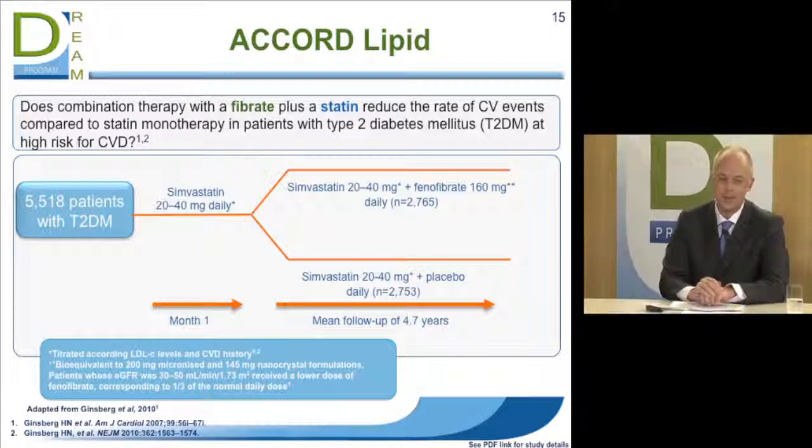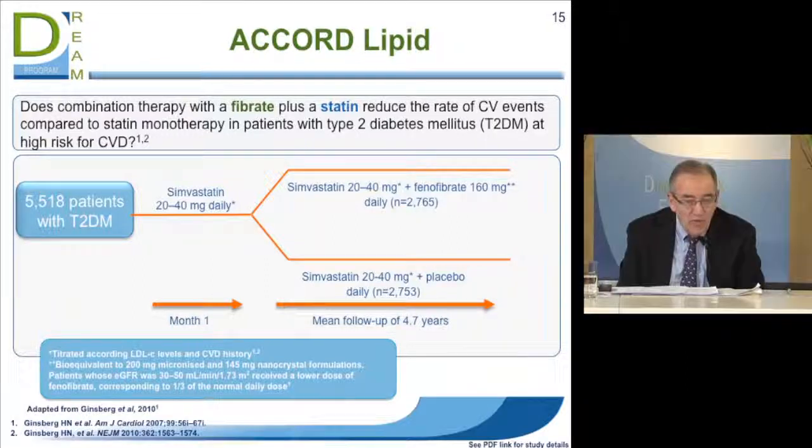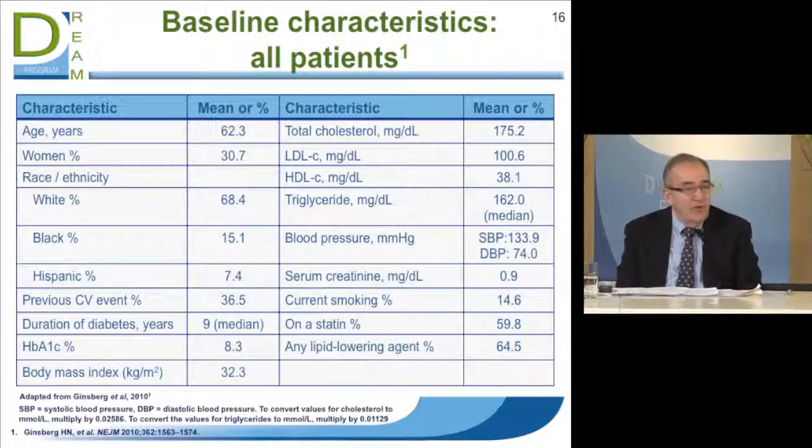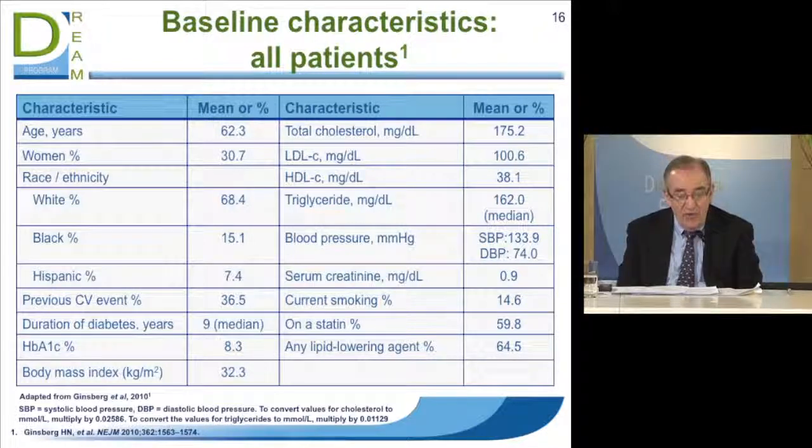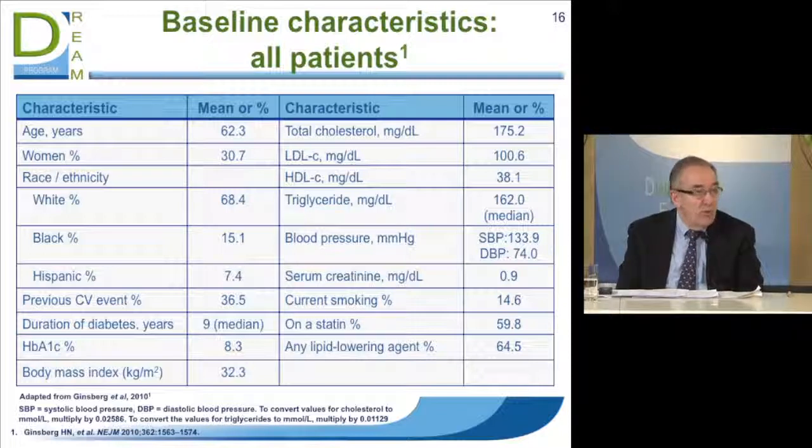Right. I think the key question also is what were the baseline characteristics of patients in the ACCORD lipid trial? Well, this was a population chosen for high risk of cardiovascular disease. And so it was an older population, mean age of 62. About 1/3 of the patients were women. More than 1/3, 37%, had had a prior cardiovascular event, and all the others had multiple risk factors or clinical cardiovascular disease without a full event.